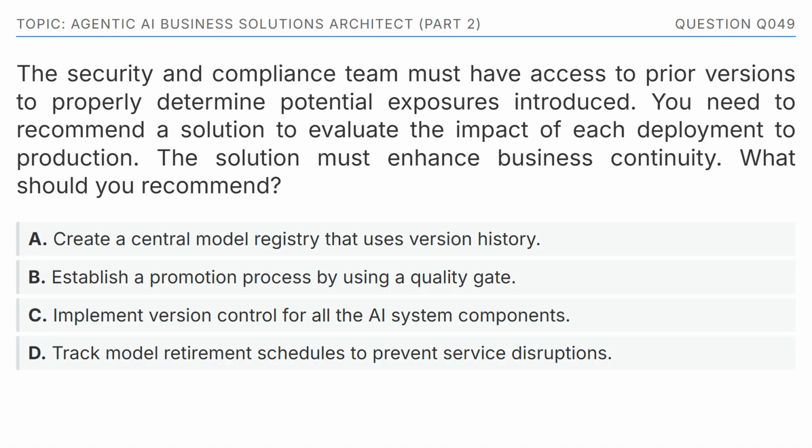You need to recommend a solution to evaluate the impact of each deployment to production. The solution must enhance business continuity. What should you recommend? The options are: Option A, create a central model registry that uses version history. Option B, establish a promotion process by using a quality gate. Option C, implement version control for all the AI system components. Option D, track model retirement schedules to prevent service disruptions.